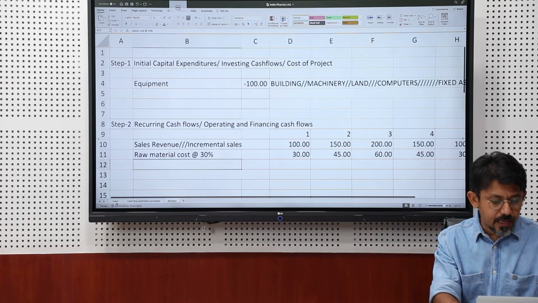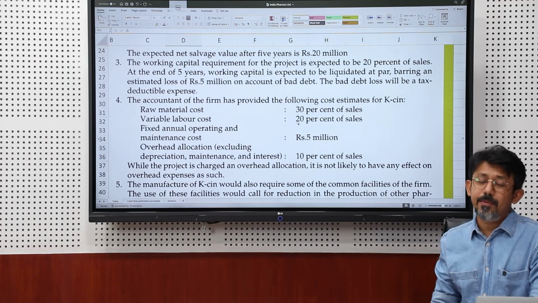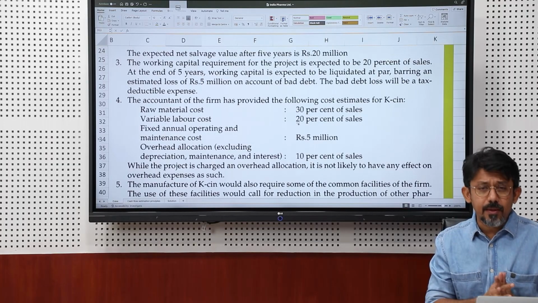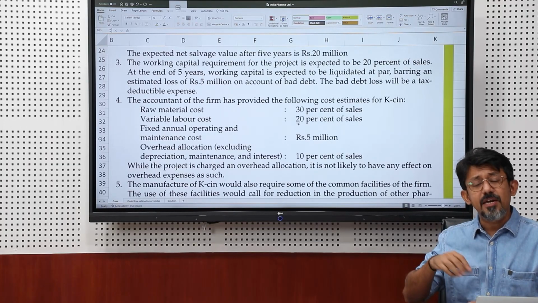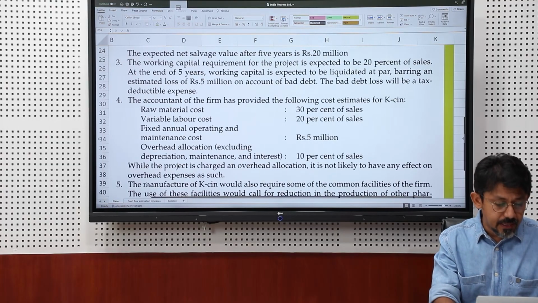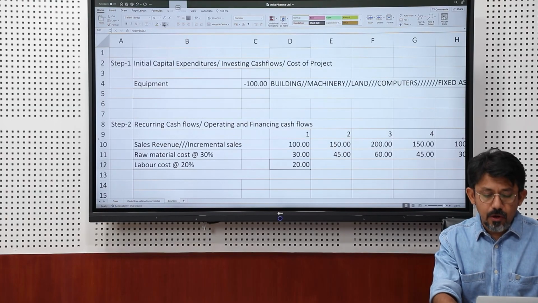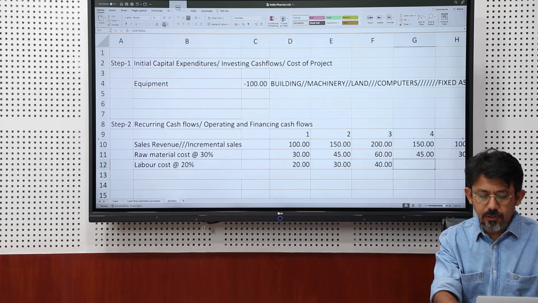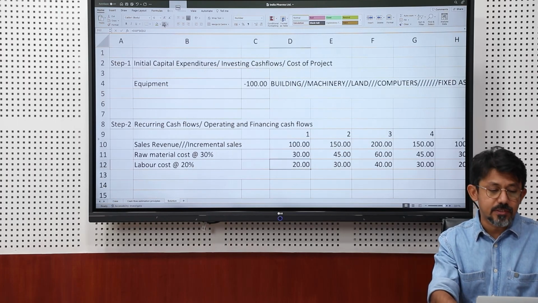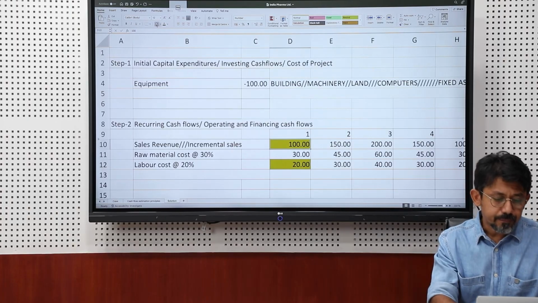Then if I go back to the case, you are told in point number 4, variable labor cost 20% of sales. Please note that this is not a fixed cost, but this is a variable cost, and again as a percentage of your incremental sales, this will be an incremental cost that I am incurring only for KSIN. So, labor cost at 20% would be 20, 30, 40, 30 and 20 million. That is a simple calculation. All of this is a percentage of the sales that I am taking, right.